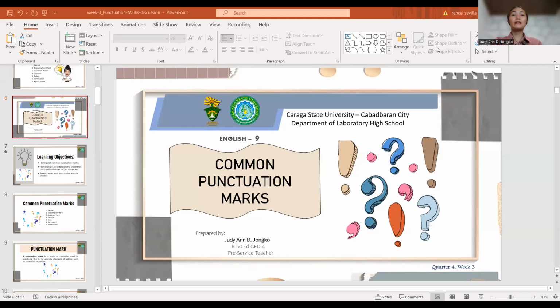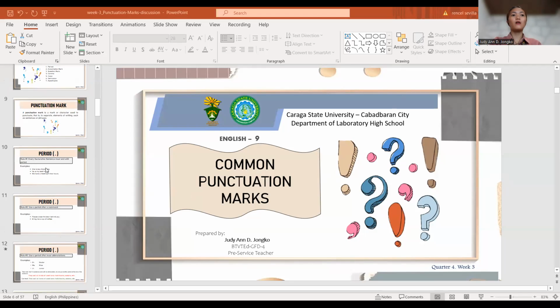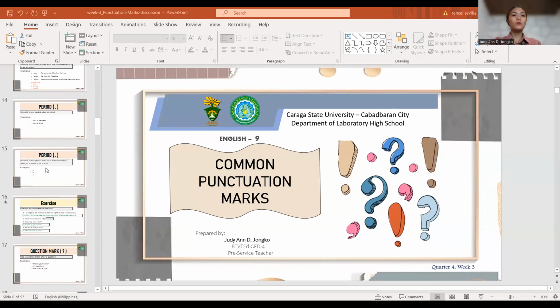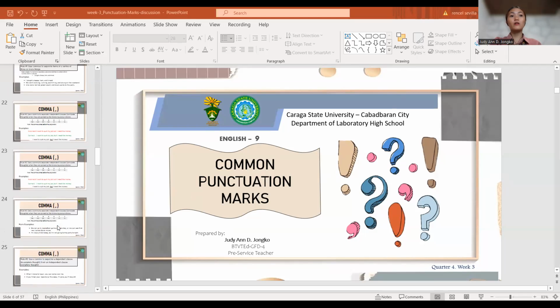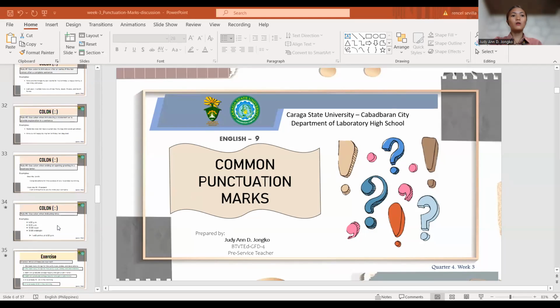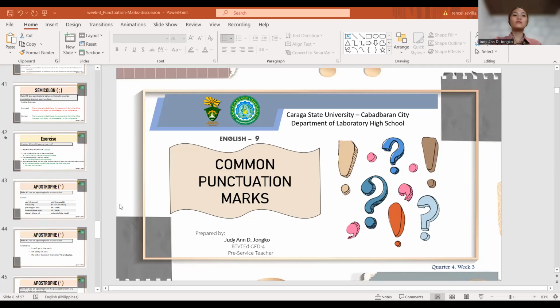Okay, so by the way, last week, which is Friday, we talked about the different common punctuation marks. And apparently, we were not able to finish our discussion since we ran short on time. So for now, we're done with the discussion of the period, the question mark, the exclamation mark, the comma, the colon, and the semicolon. And now all we need to do is discuss the apostrophe.